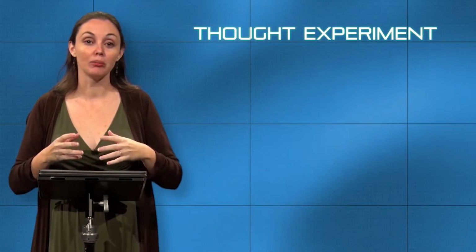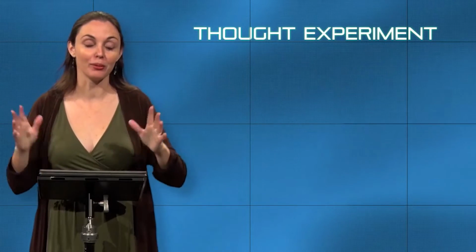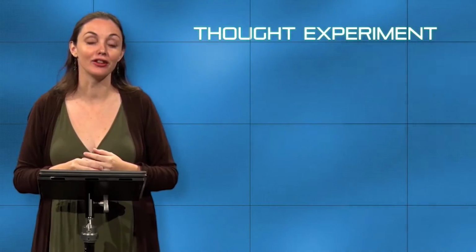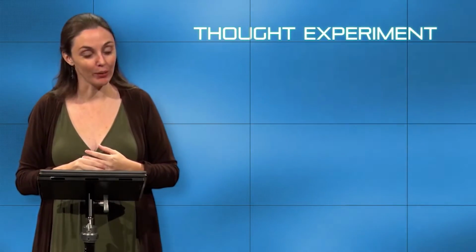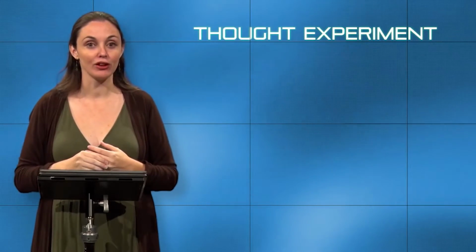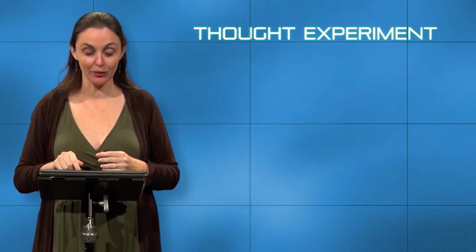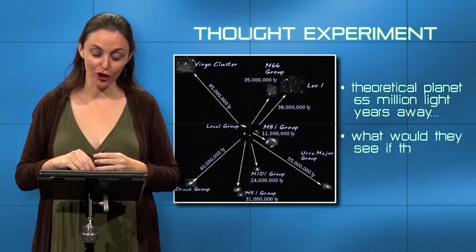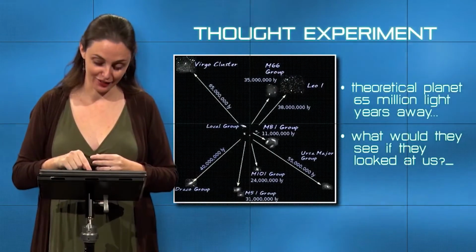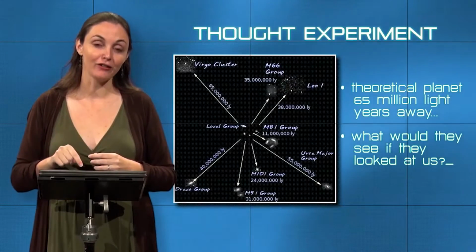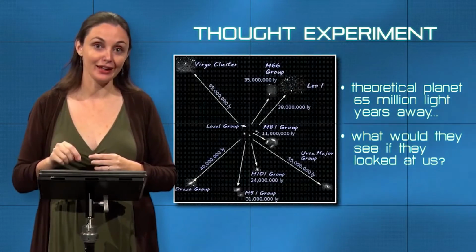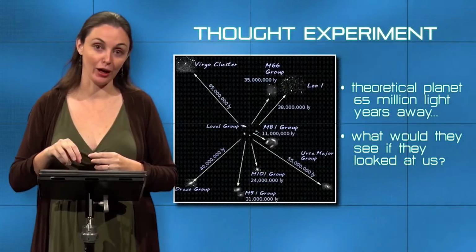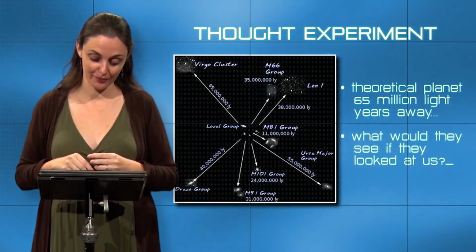I want to introduce this idea that for somebody else, some hypothetical alien civilization in another galaxy, the same thing would be happening to them. So as a little bit of a thought experiment, let's think about some hypothetical planet, a hypothetical solar system in the Virgo cluster of galaxies. That's 65 million light years away from Earth and our local group of galaxies.